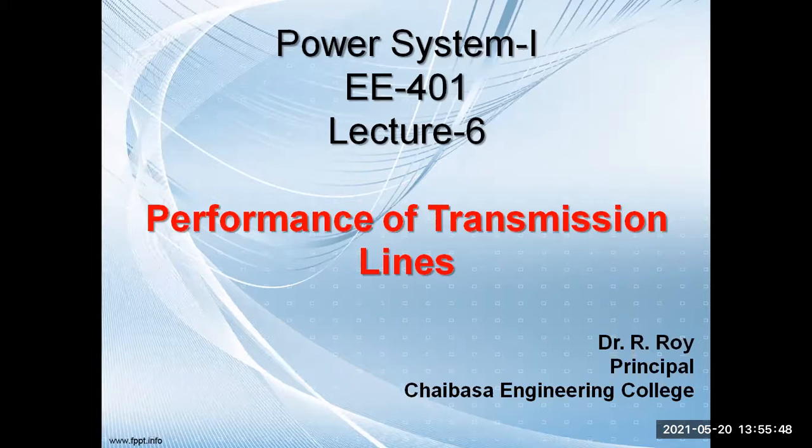So the resistance value is very, very small compared to those parameters. So we know all the transmission line parameters, that is the resistance, inductance, and capacitance; those values are known to you. Now, the next thing is how we can evaluate the performance of the transmission line.